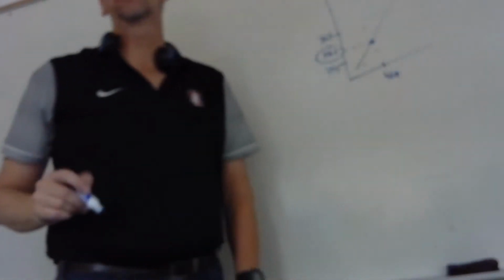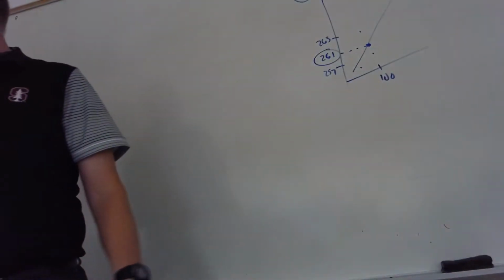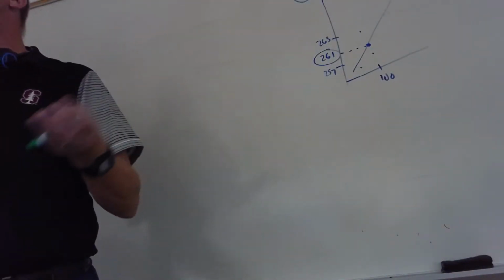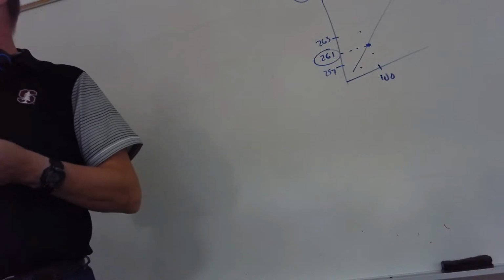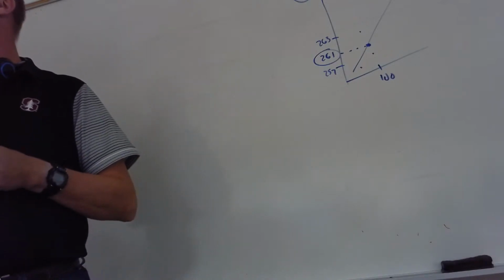I don't care about the little hat. Y equals mx plus b. That's good enough for me. Either way, if you want to put a hat on it, that's actually technically more correct, but I'm not going to worry about that too much. Okay. Any other questions on chapter 5?